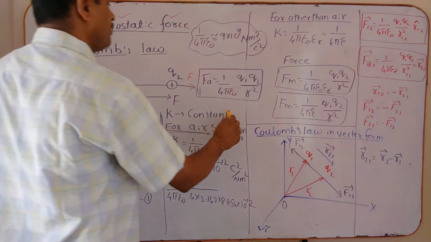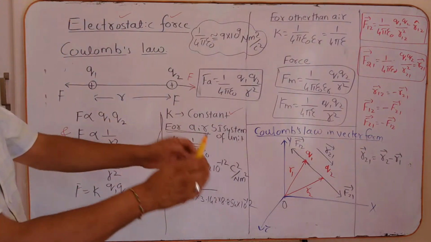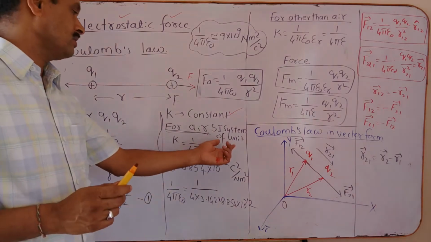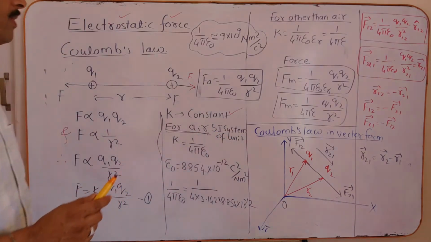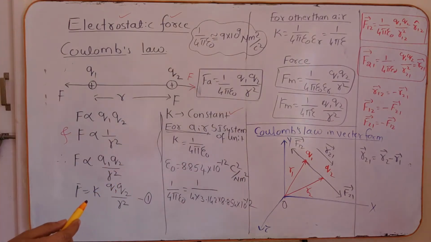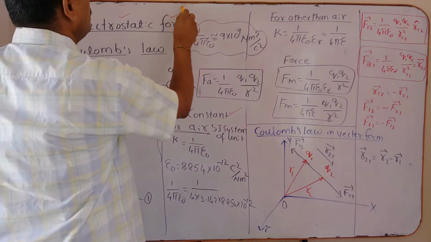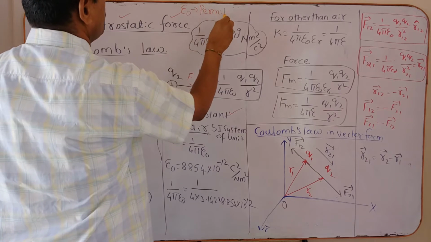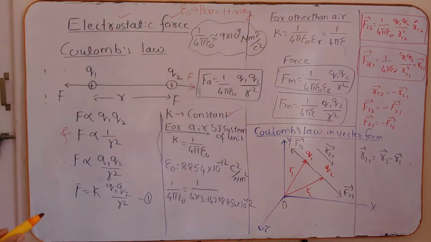That proportionality constant depends on the medium in which the charges are placed. And in the SI system, that is the system of units used, K is equal to 1 upon 4 pi epsilon naught. What is epsilon naught? Epsilon naught is permittivity. It is said to be the permittivity of the free space.